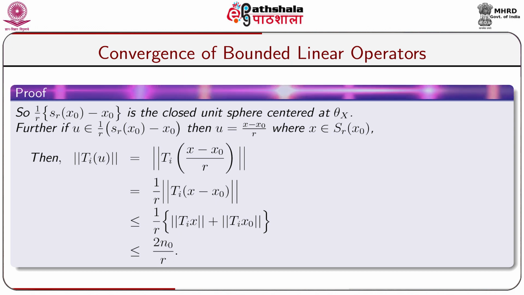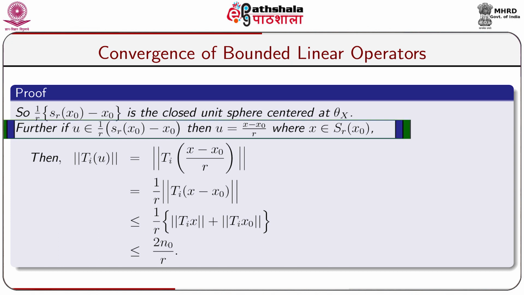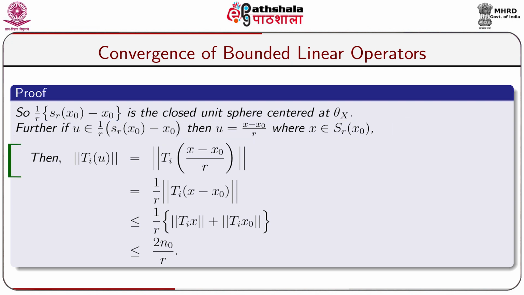Further, if u belongs to 1 by r of the set Sr x naught minus x naught, then u equals x minus x naught by r, where x belongs to Sr x naught, that is, the closed sphere centered at x naught with radius r, that means norm of x minus x naught is less than or equal to r. So, thus if u belongs to 1 by r of the set Sr x naught minus x naught, then u equals x minus x naught by r. So, norm of Tiu equals norm of Ti of x minus x naught by r, where u is assumed to equal x minus x naught divided by r and x is taken from Sr x naught.